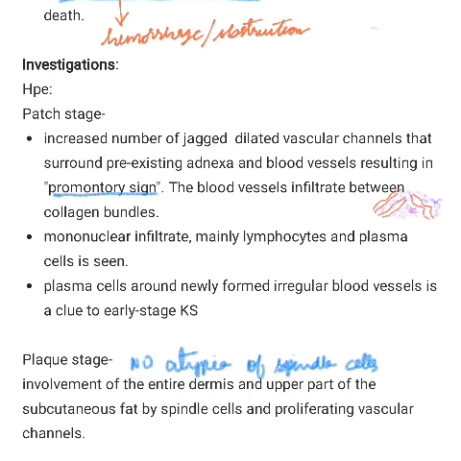So the two important features of the patch stage are the presence of plasma cells around the newly formed blood vessels, and these blood vessels are formed around the pre-existing adnexa and blood vessels, leading to the formation of the promontory sign. Next, coming to the plaque stage. In the plaque stage, there are spindle cells that involve the entire dermis and also the upper part of the subcutaneous fat, and as usual there are vascular channels, and these spindle cells have no atypia.